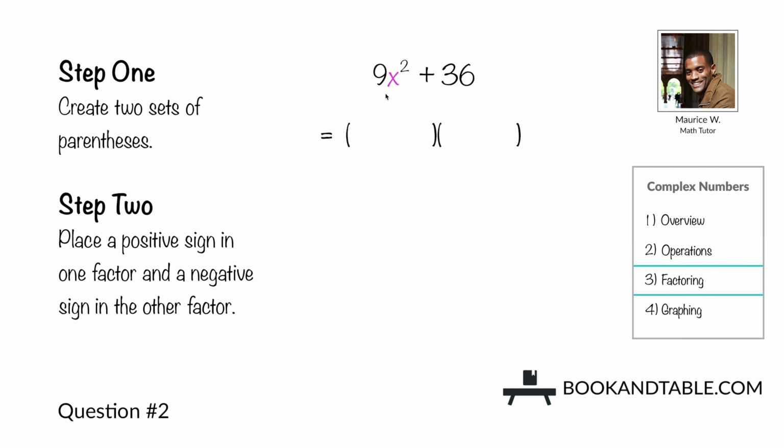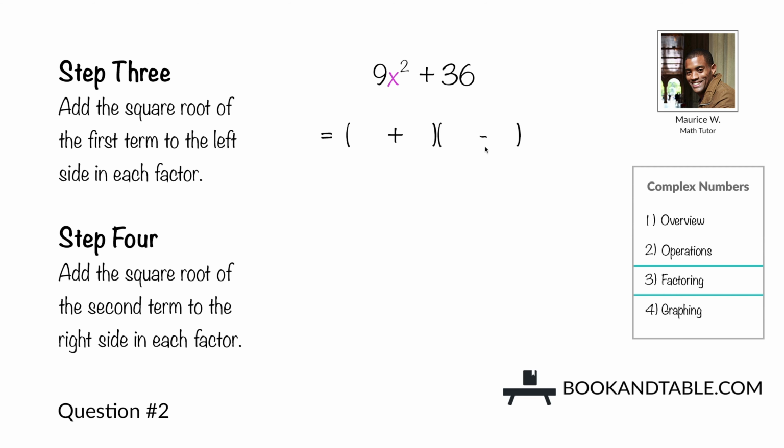We were given 9x squared plus 36. Step 1, we want to create two sets of parentheses for our factors. In step 2, we want to place a positive sign in one factor and a negative sign in the other factor. And now step 3, we want to add the square root of the first term, 9x squared, to the left side in each factor.